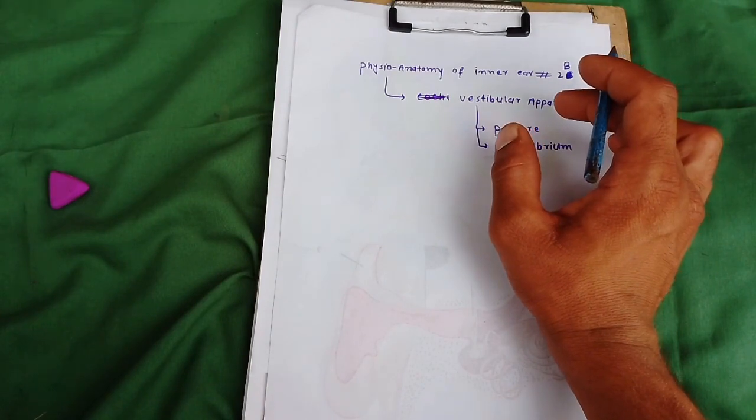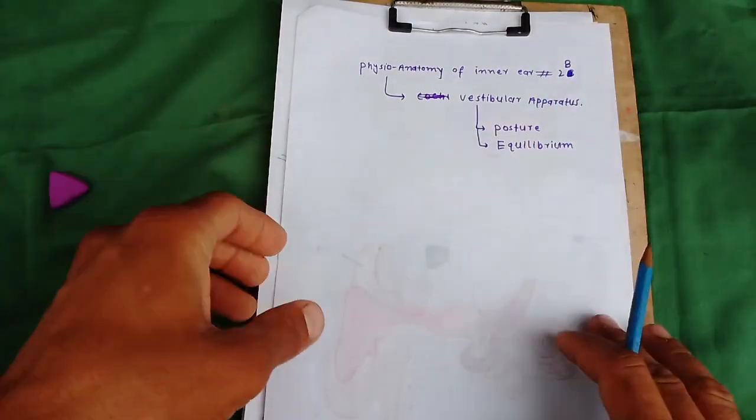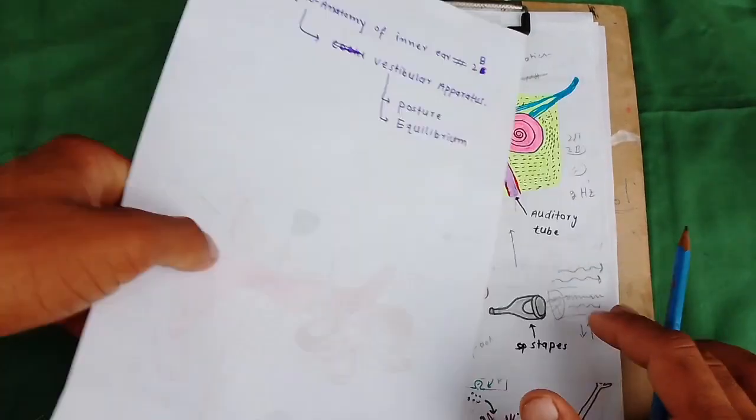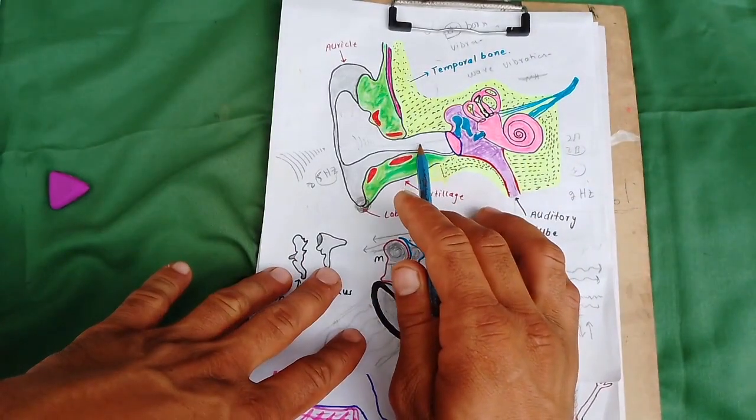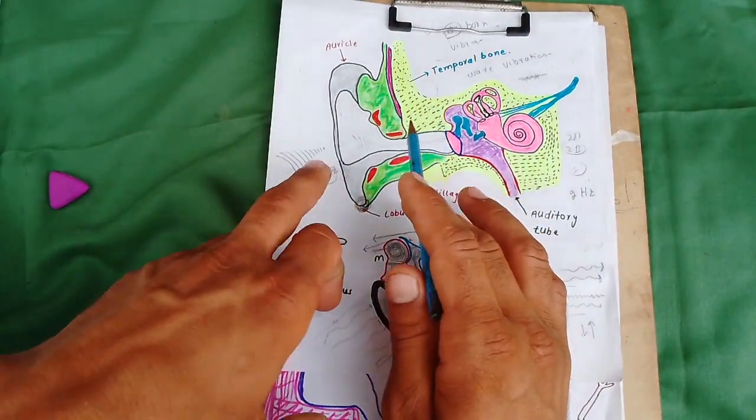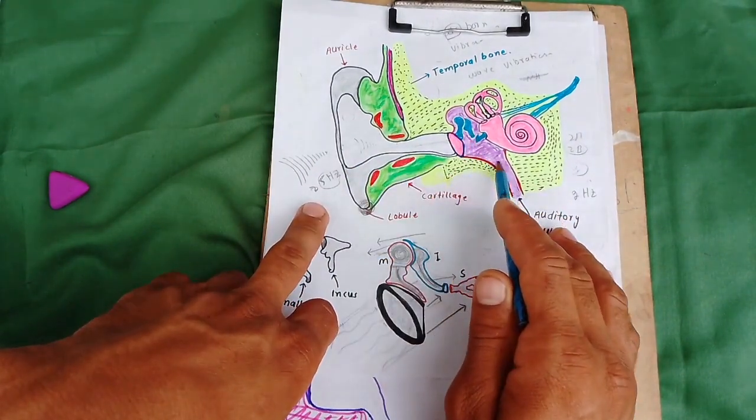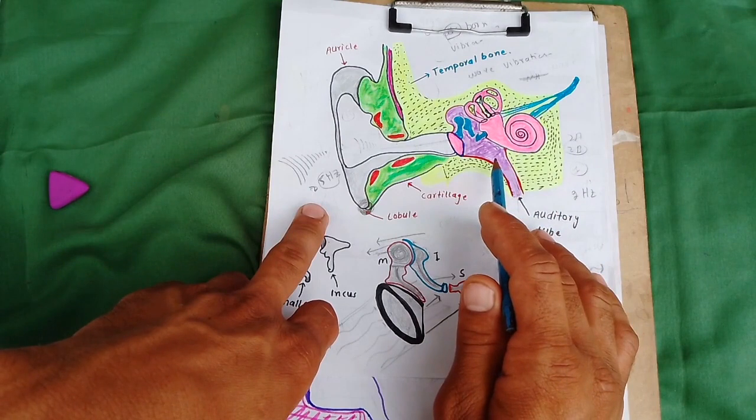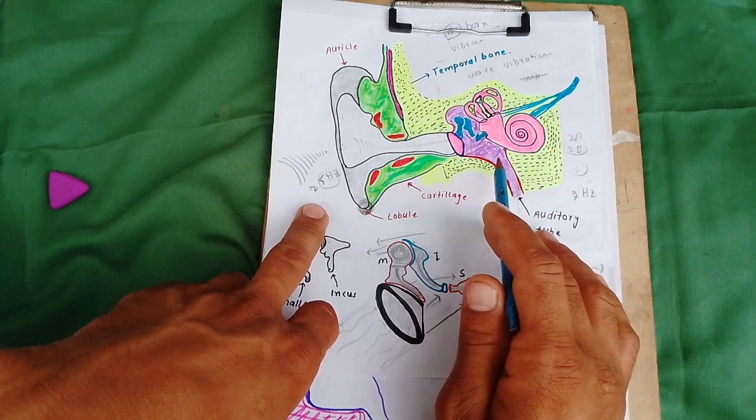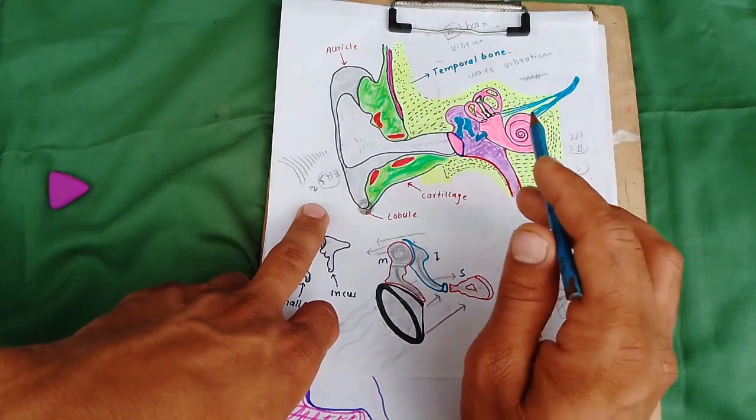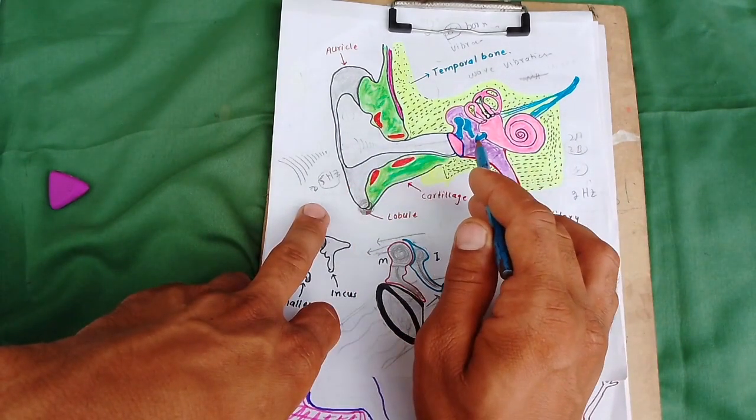We have already discussed the physical anatomy of the external ear and middle ear. As we know, from this point up to this point is the external ear and this is the middle ear. From my previous class, class number 1, the physical anatomy of the outer ear and middle ear. So this is the part of lecture number 1.